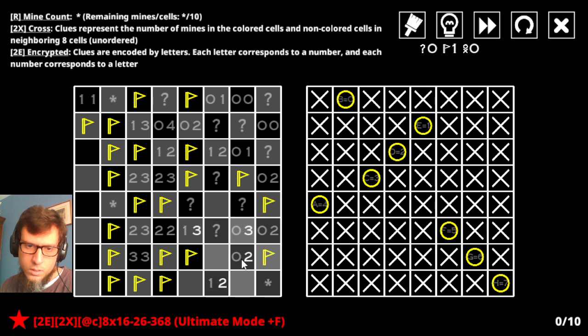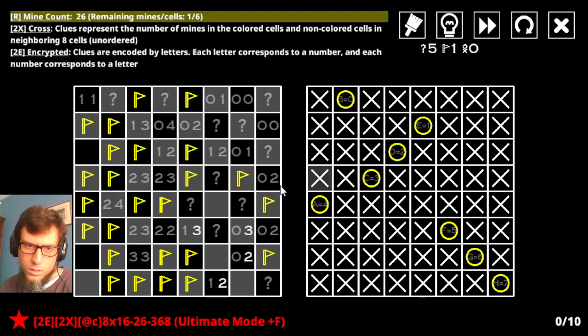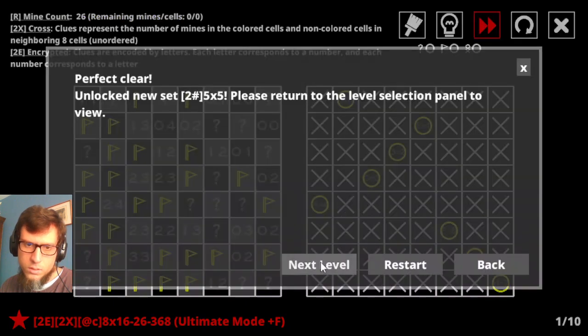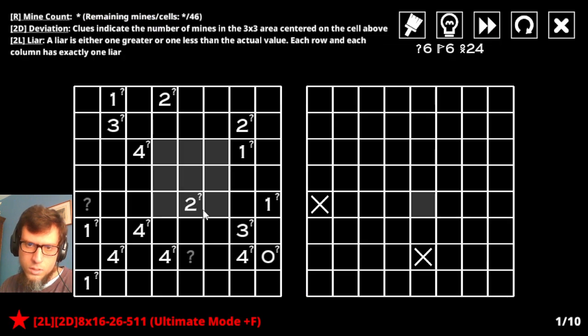What else we got? 0, 2. 1, 2. Only one of these 2 can be at most because of this thing, and therefore we need 2 of those 3, so that one is. Alright. There we go. Only 1 mine left, so it has to be in range of all the not yet covered clues, which is right there. Okay. Alright. We are now on deviation liar.